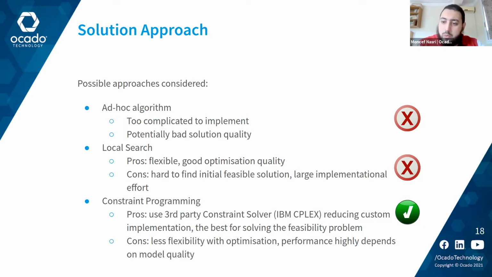So then we went to the third option, which is constraint programming. With our optimization expert, we used a third-party constraint solver, in our case IBM CPLEX. It reduced the time we needed to spend on custom implementation, and IBM CPLEX is one of the best solvers for such problems. Obviously, the cons of using such a solver are that it's less flexible, and the performance highly depends on the model quality. In our case, we were lucky that we could get significantly good results from this.